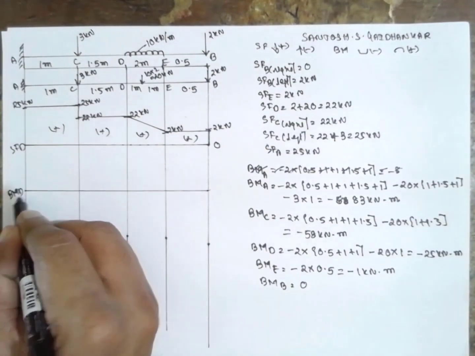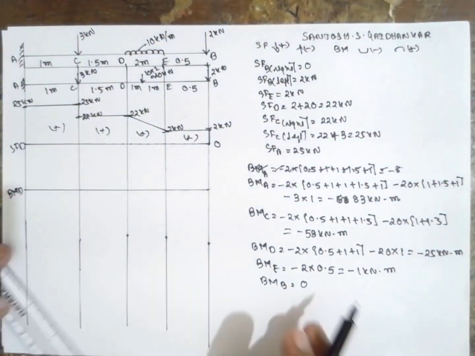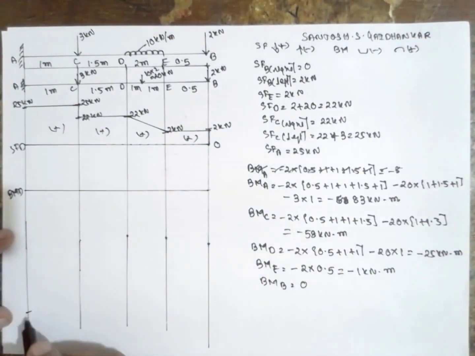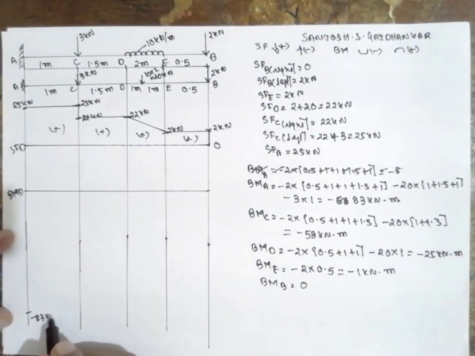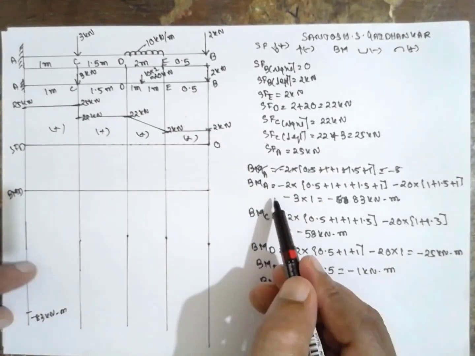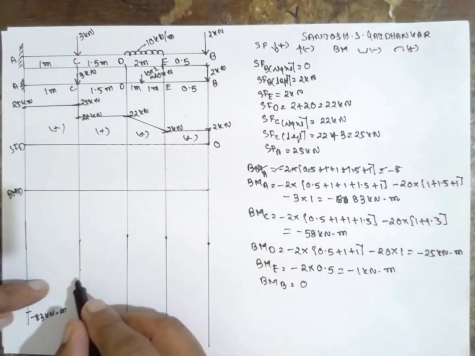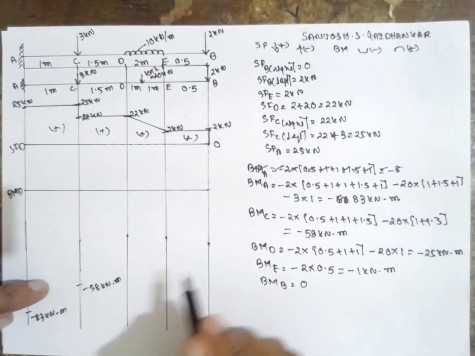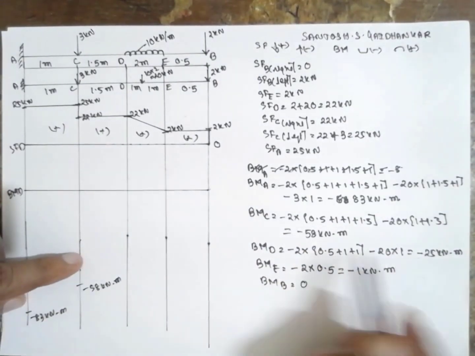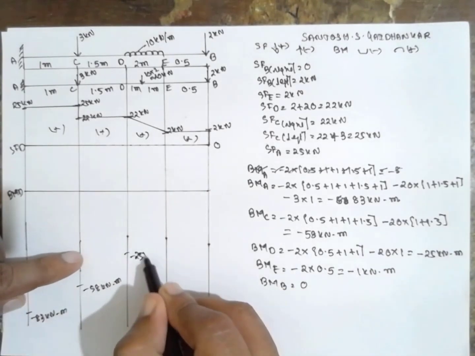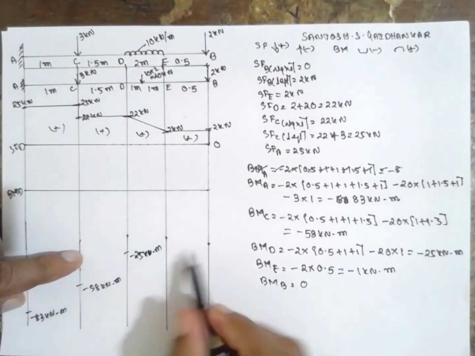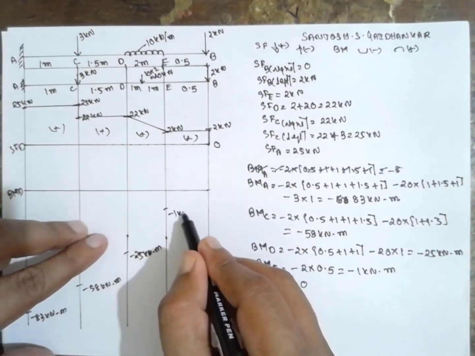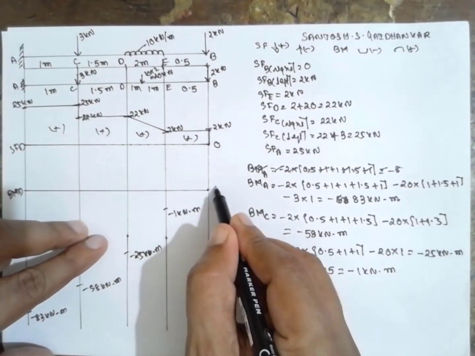Now the bending moment diagram, upward is positive, downward is negative. First value is at A, minus 83 kilonewton meter. At C, minus 58 kilonewton meter. Next, minus 25 kilonewton meter at D. At E, minus 1 kilonewton meter, and at B, 0.